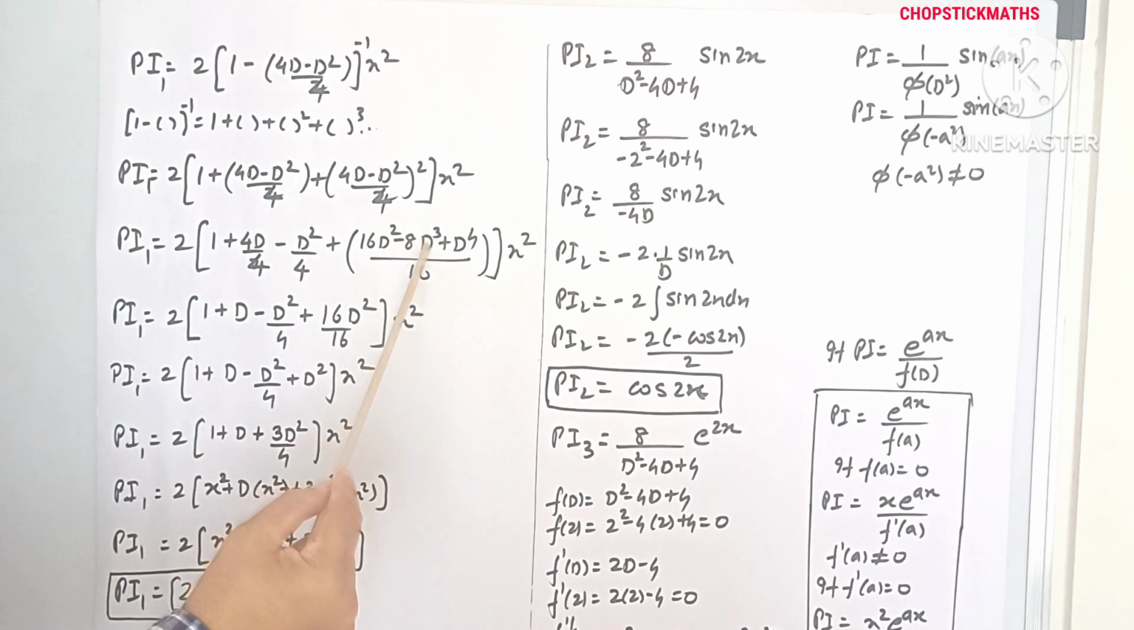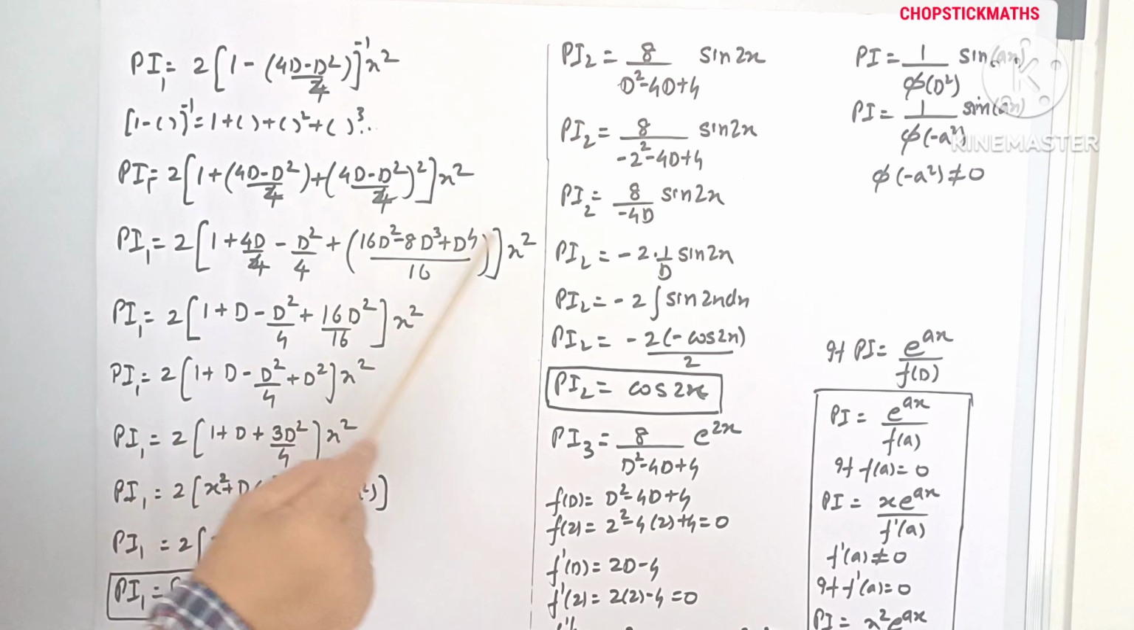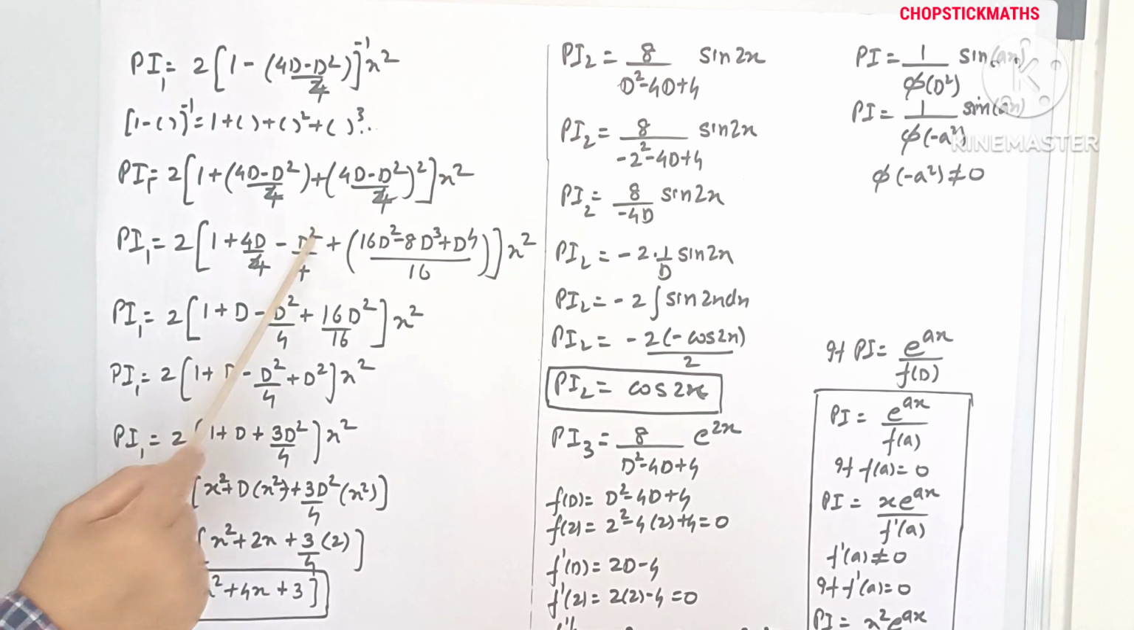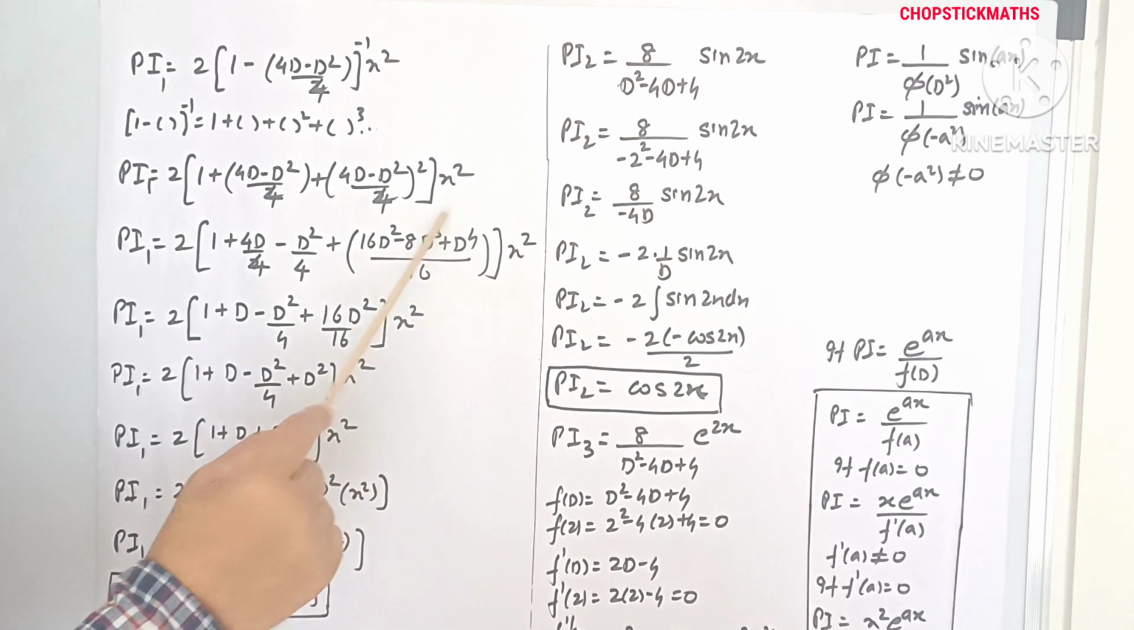Now we shall neglect the higher powers of D, that is D³ and D⁴, because D is the differential, that is the first order derivative. So D of x², the first order derivative of x², will be 2x. D² of x², that is the second order derivative of x², will be 2.